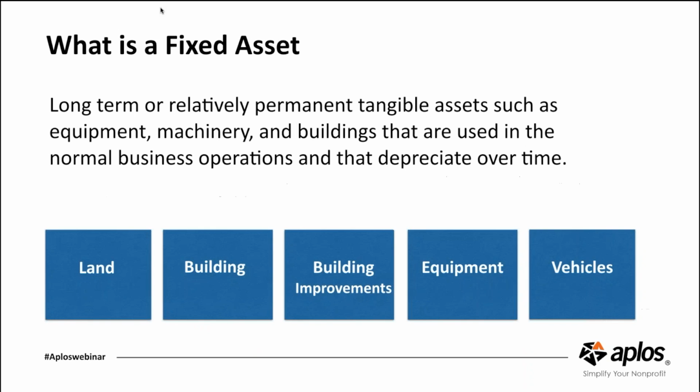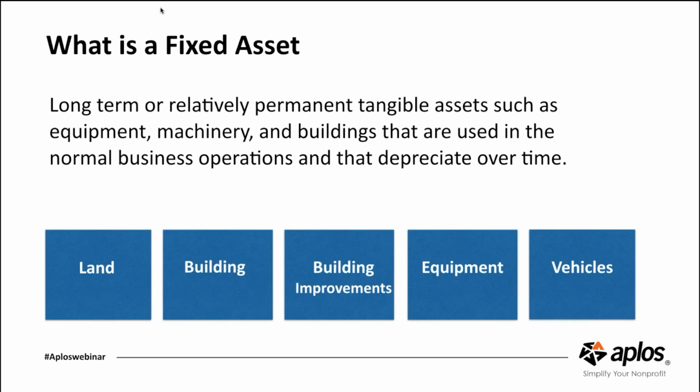So let's take a look at that. So a fixed asset, a long-term or relatively permanent tangible asset such as equipment, machinery, or buildings that are used in normal business operations and that depreciate over time, meaning it has a value and it's kind of decreasing in value over time. And we're going to take a look at all of this here in just a minute.